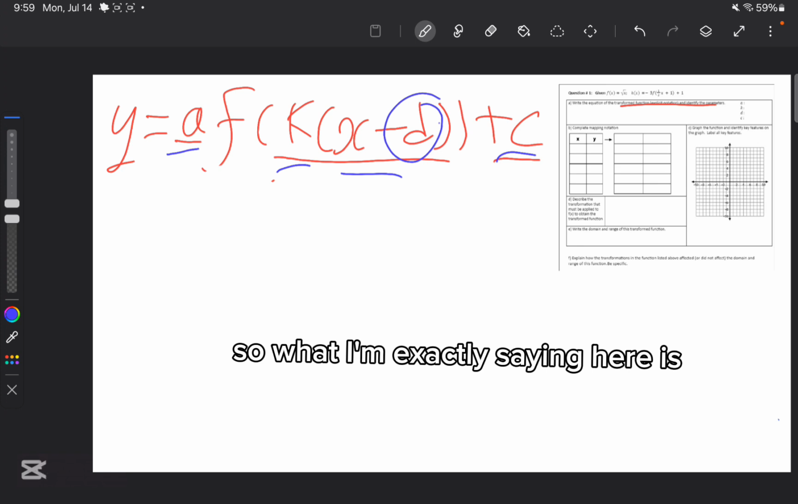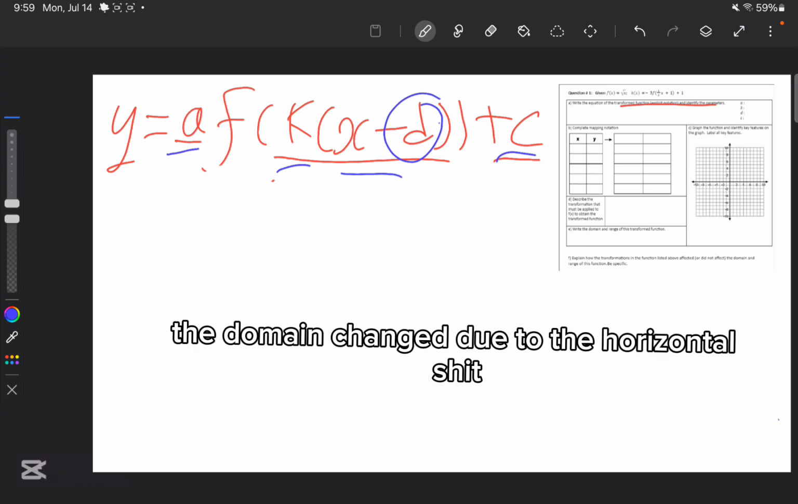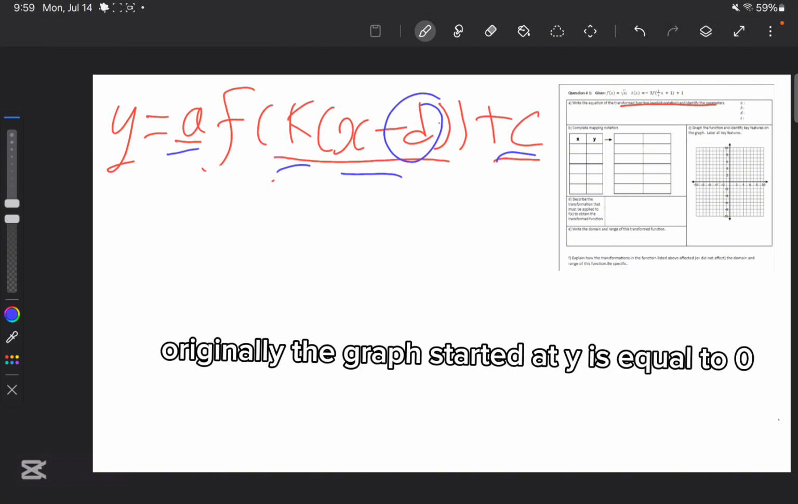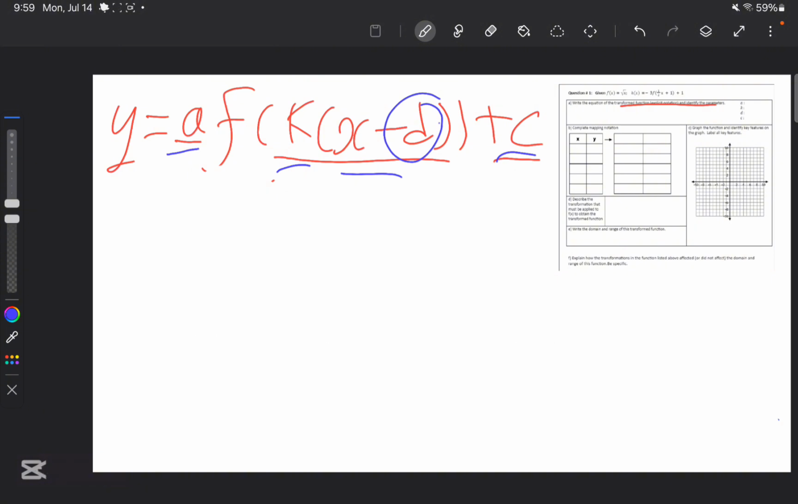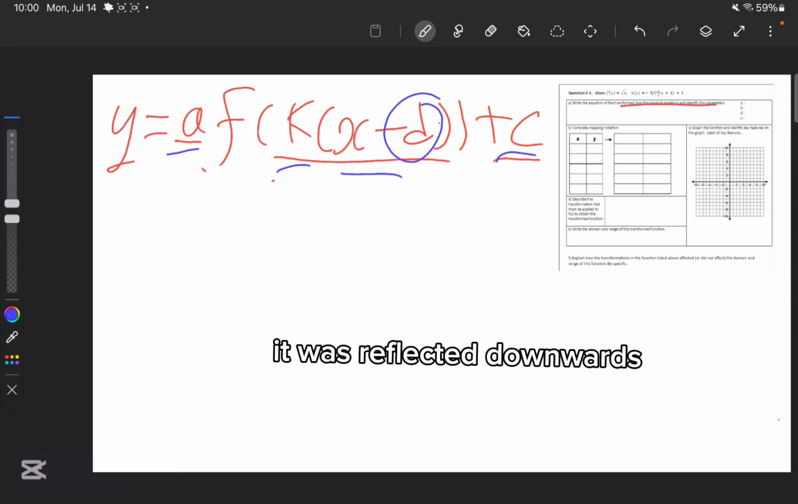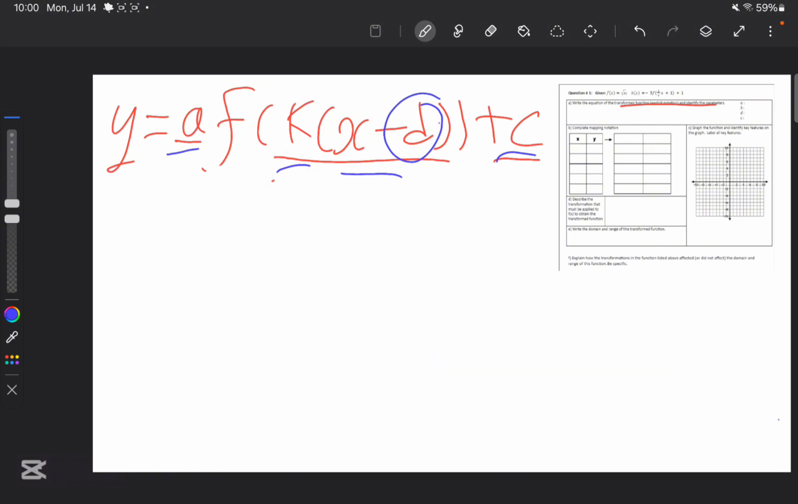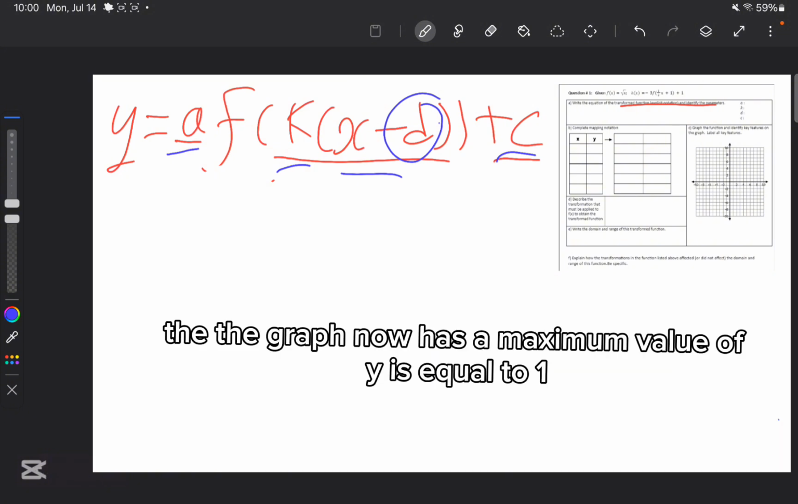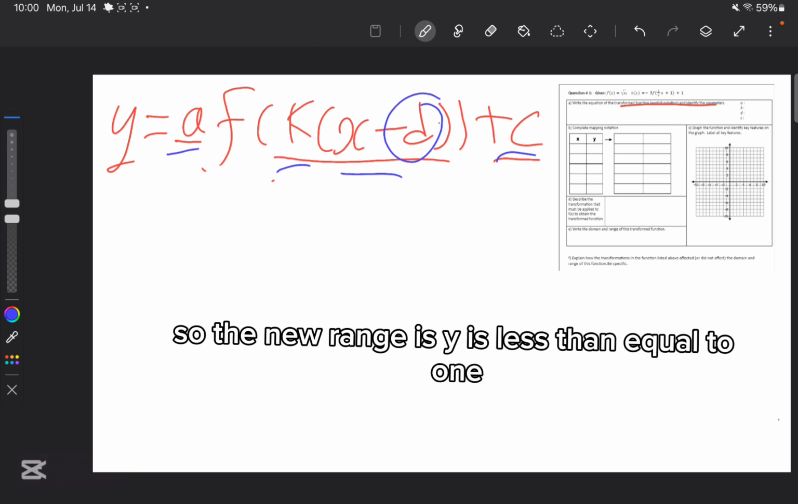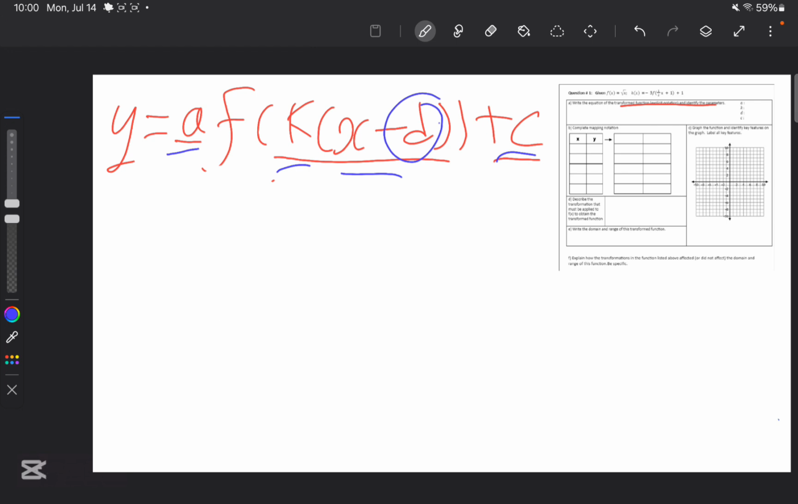So what I'm exactly saying here is the domain changed due to the horizontal stretch and its shift left by 2 units. Originally, the graph started at x equals 0, but now it begins at x equals -4. The range changed because of the 3 vertical transformations. It was reflected downwards, stretched, and then shifted up. The graph now has a maximum value of y equals 1, and then it goes downward from there. So the new range is y is less than or equal to 1.